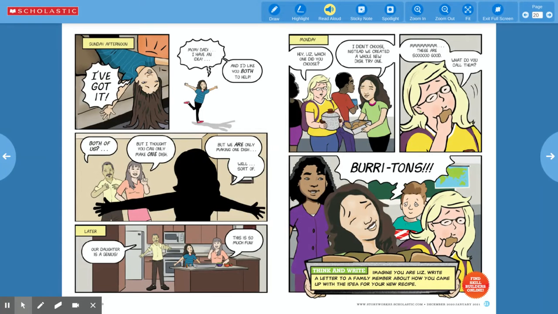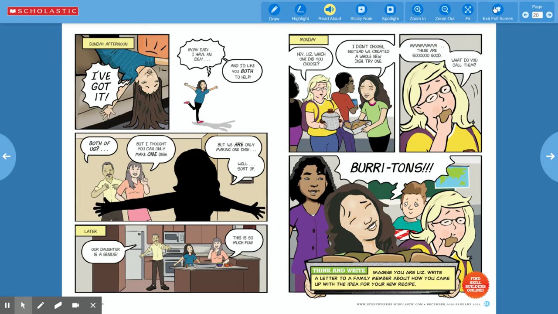Okay, and so this is really interesting, how the author told the story through pictures and speech bubbles. He didn't have a narrator giving you any background information. He didn't tell you the setting. You had to figure that out from the pictures. So it's a really cool type of fiction.